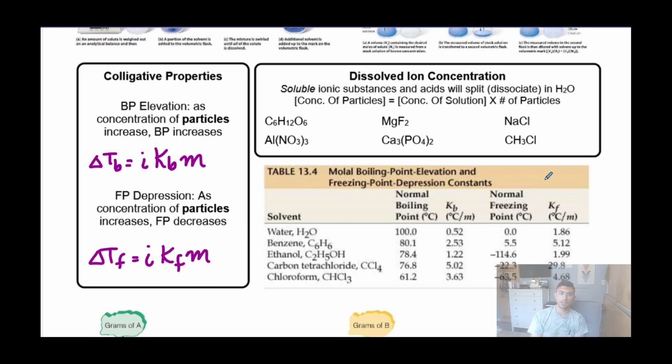The most important thing here in this calculation is i, which is known as the Van't Hoff factor. That name's not super important. What is important is that it's representing the number of particles that the substance dissociates into. So what's important here again is not necessarily the concentration of the solution, but the concentration of particles, and that's what we're going to go over here.